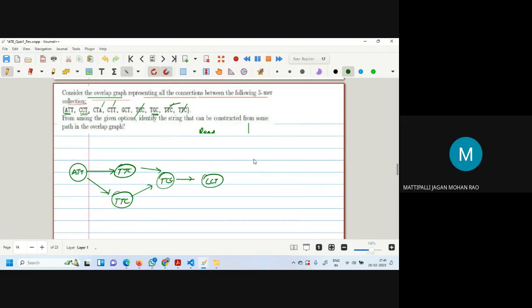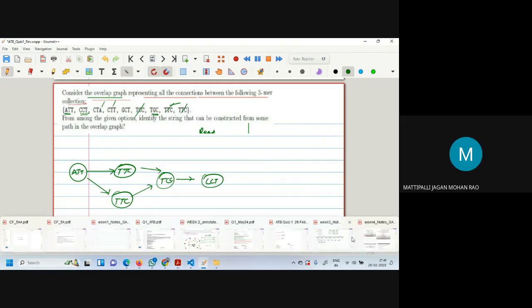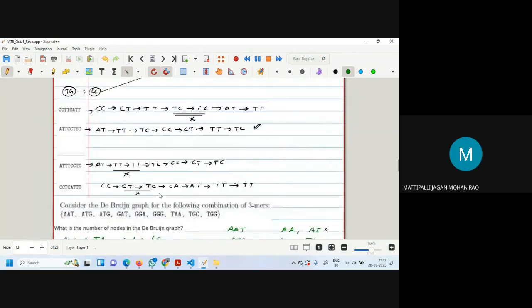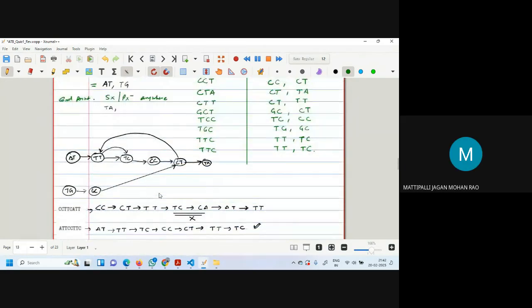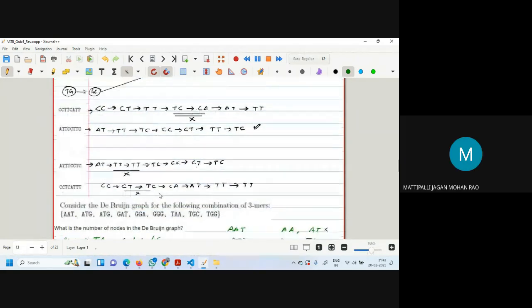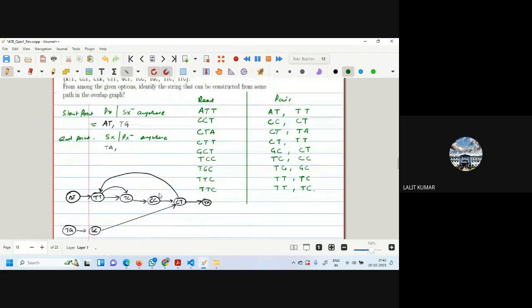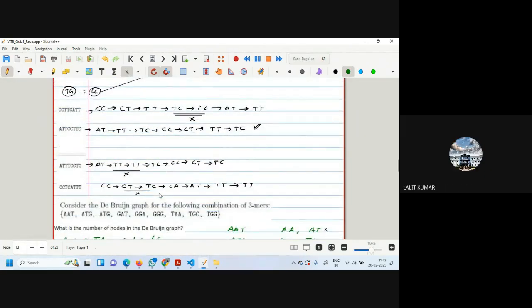Finding the length? No. If you look at the options, they are given like a triple T, then a CAT as the K-mers in the sequence. CAT is not available as a K-mer. Triple T is also not available as a K-mer. From the options you can find out which are the wrong options. So only one option is left, which is not covering all the K-mers, but partially it is covering.